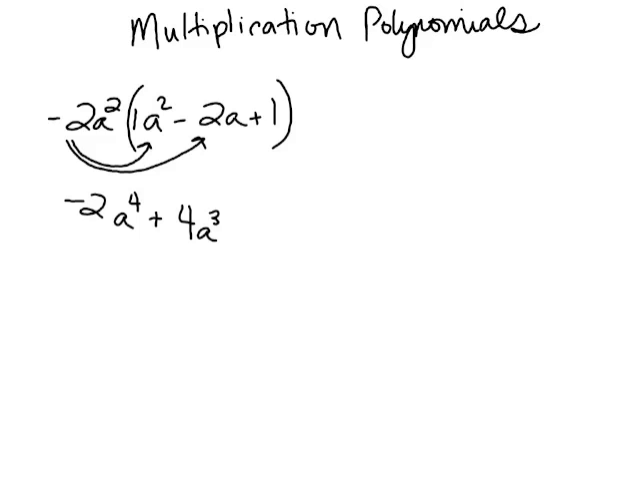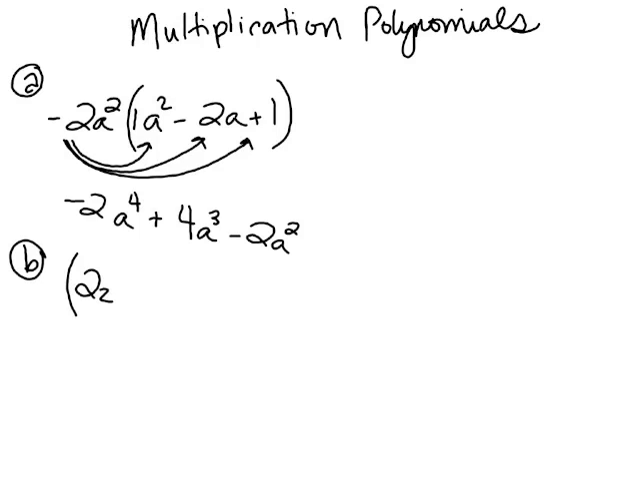So 2 plus 1 is 3. Okay, and then distribute one more time. What's 1 times negative 2a squared? Negative 2a squared. Okay. Do I have any like terms that I need to combine? Nope. Okay. So that was example A. Example B is 2z plus 1 times z minus 2.